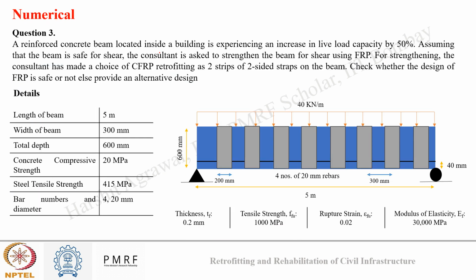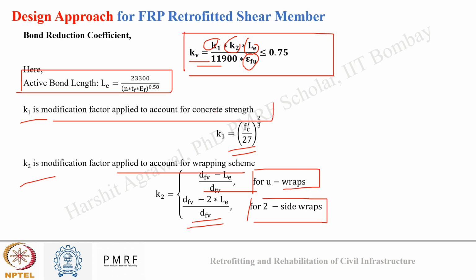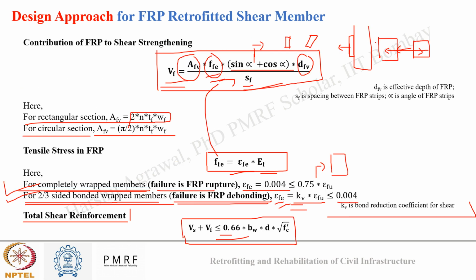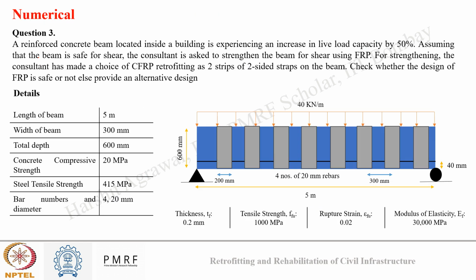So let's see one numerical here so that we can see how step by step we go in the backward direction from this to this. The question says a reinforced concrete beam is located inside a building. Okay, in this question, it is inside a building.